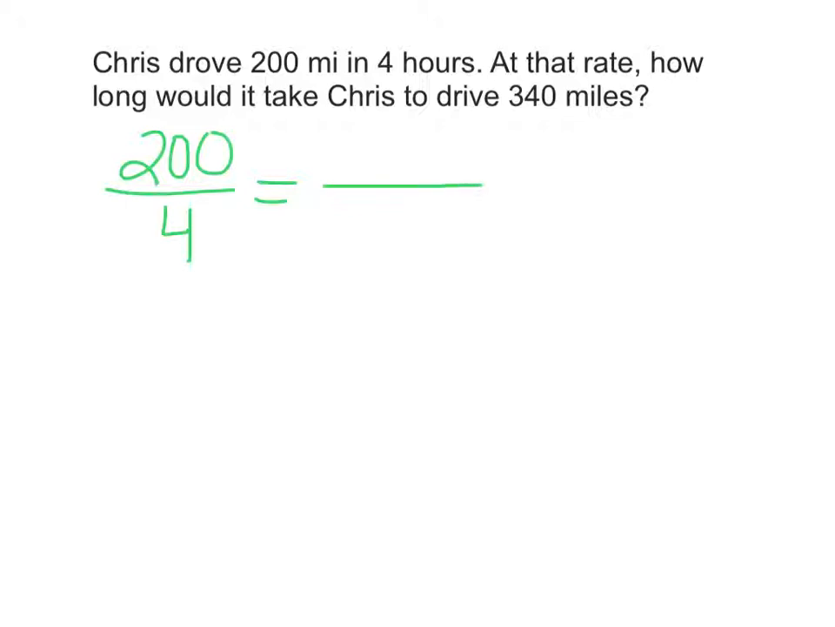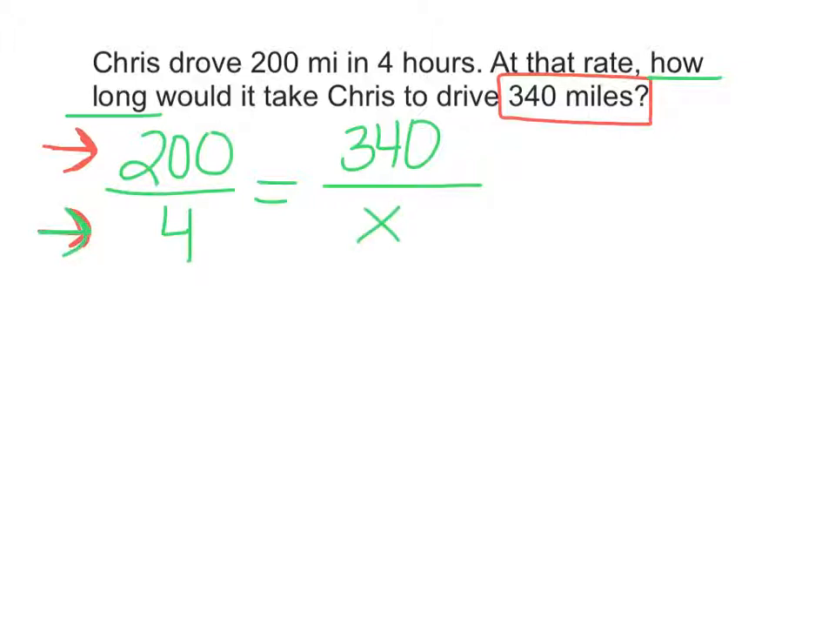And again, I'm going to look at the information that they give me now, 340 miles. Now that needs to go across from the part of the fraction over here that has miles. So on the top here is miles, and on the bottom is hours. Since miles is on the top, 340 miles needs to go on the top. And then the question, how long, is what we're looking for, and time was on the bottom. So x is going to go on the bottom.